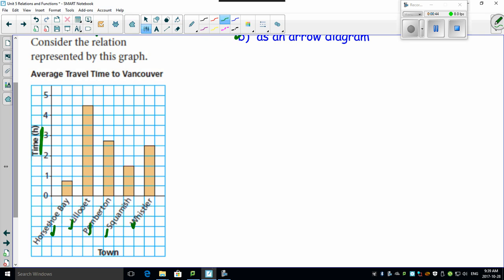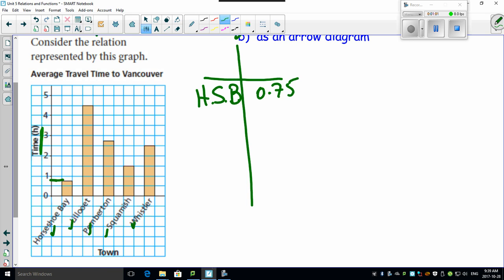So let's make a few things. Let's put together a chart, okay? So if you look at Horseshoe Bay, so I'm going to call it HSB, and if you look, it looks like it's about 3/4 of an hour. So I'm going to go 0.75. Now, look what I've done. I've put the town here, or the city here, and I've put the time here. See what I mean?